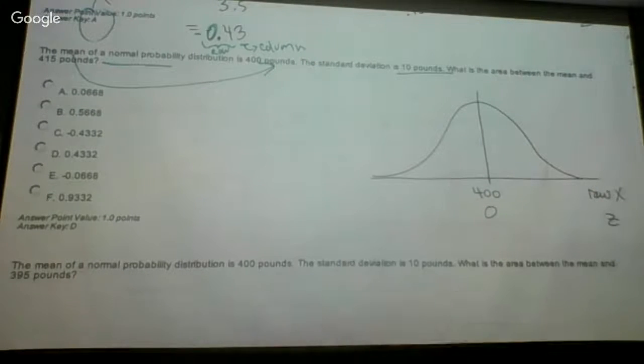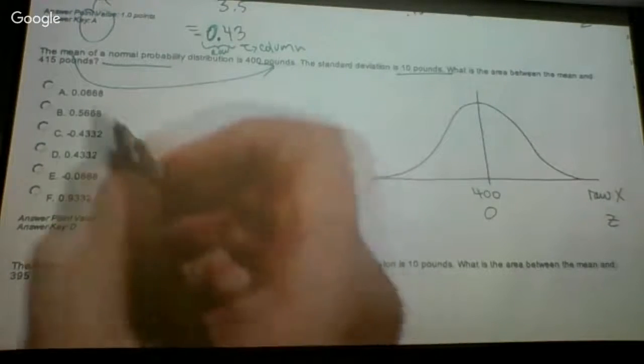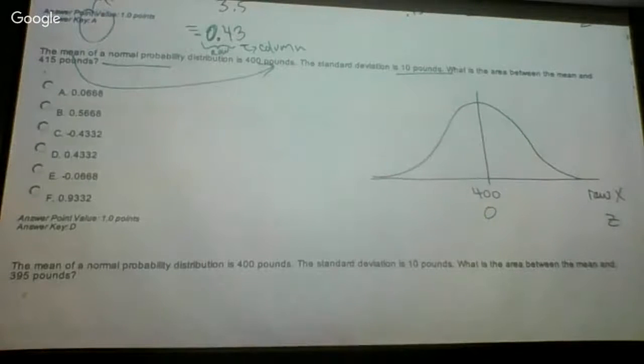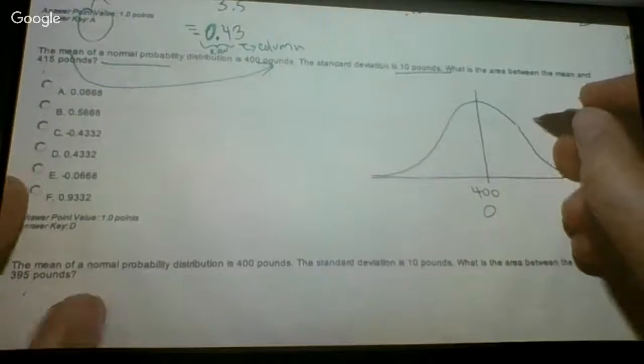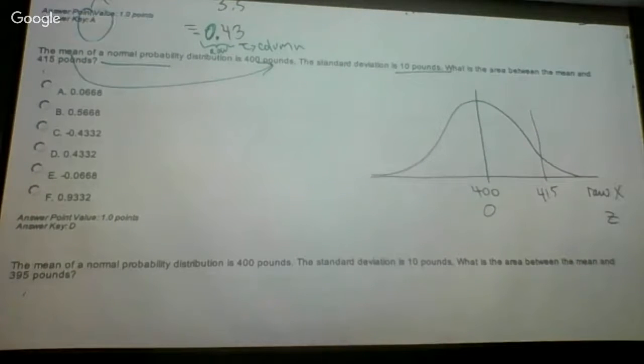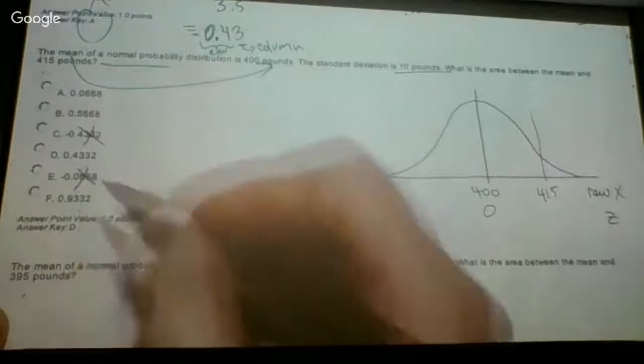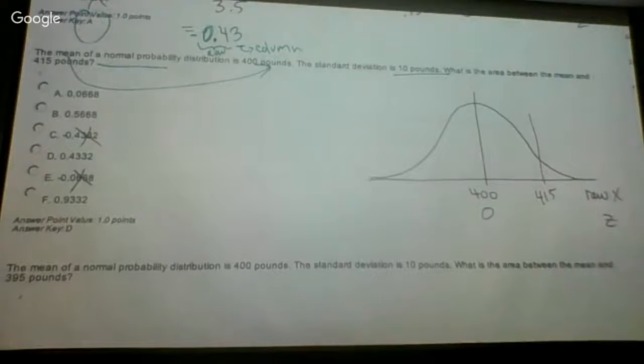I had a raw score in here of, oh, I skipped, we're on 17, not 18. Not this one yet. We're here. Between the mean and 415. So somewhere over here, 415. That can't be an answer. Anybody have a guess based just on the answers that aren't given by the key?